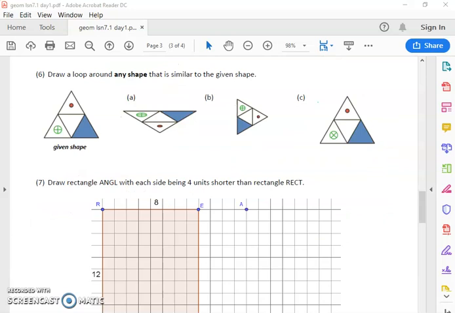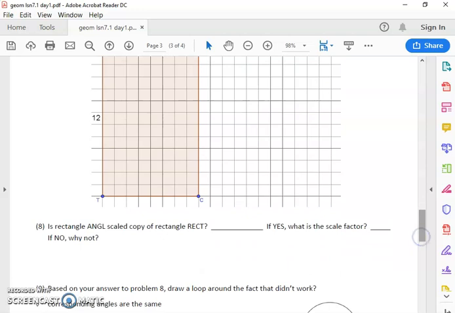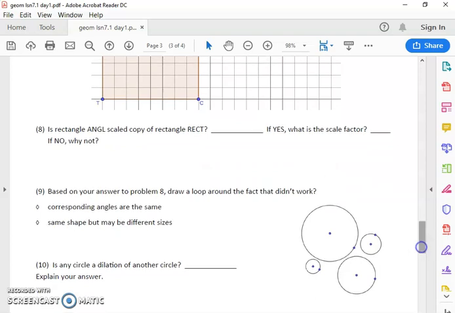Problem 6 and 7, give me a little time here. Can you come up with which shapes you believe are similar and draw a loop around them? In problem 7, I've given you a rectangle and I'm asking you to make each side 4 units shorter than the original. The question I'm posing in number 8 is: are the resulting rectangles scale copies of each other, yes or no? And then, based on the 2 things that are left, is there any fact that still didn't work here? And the last question is: are circles always dilations of each other? So go ahead and finish this page. When you're finished, turn the video back on.